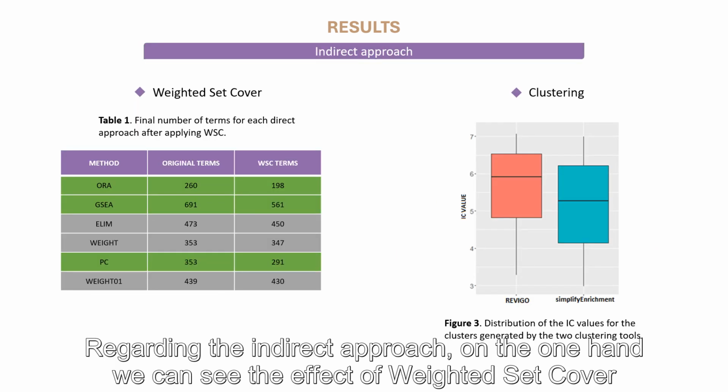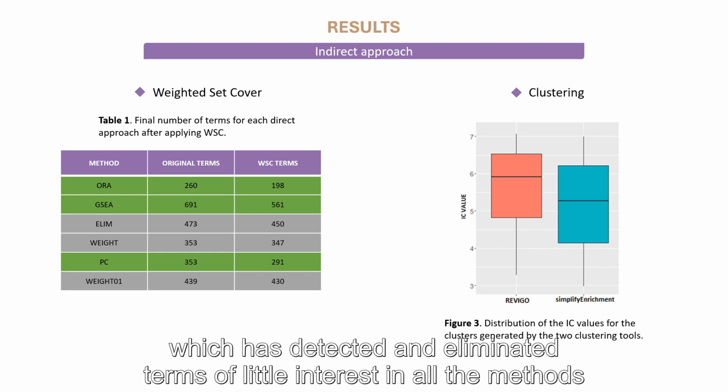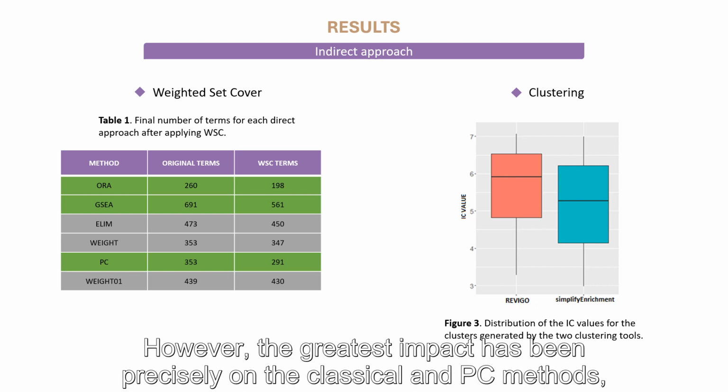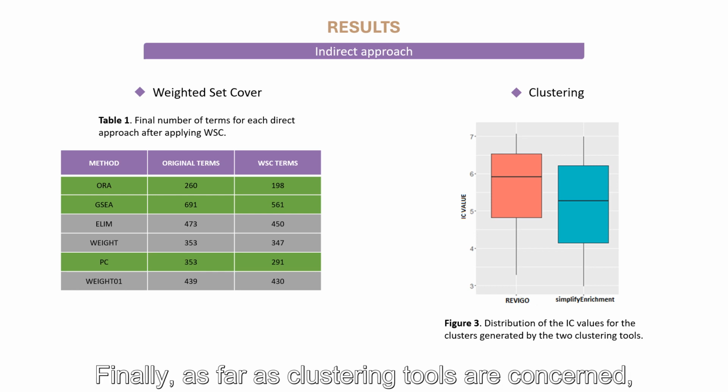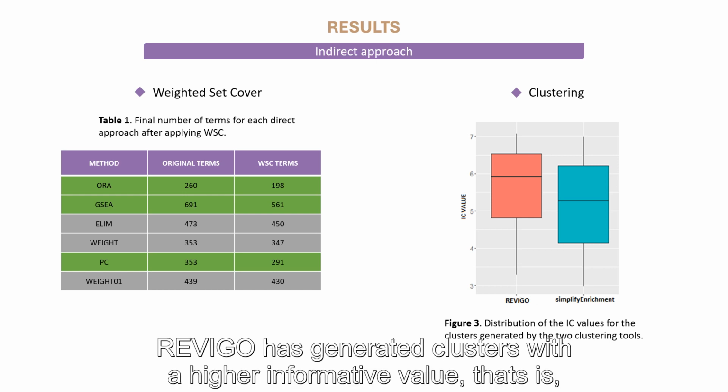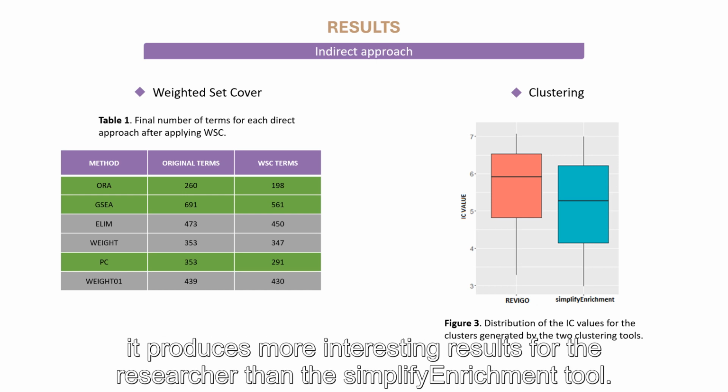Regarding the indirect approach, on the one hand we can see the effect of weighted set cover, which has detected and eliminated terms of little interest in all the methods. However, the greatest impact has been precisely on the classical methods and the parent-child method, which were those with the least informative results. Finally, as far as clustering tools are concerned, Rrvgo has generated clusters with a higher informative value, that is, it produces more interesting results for the researcher than the simplifyEnrichment tool.